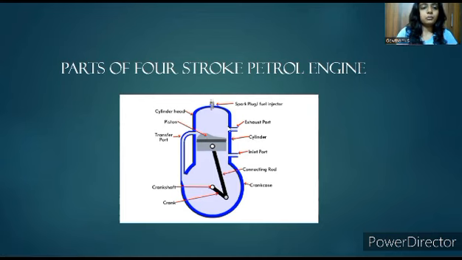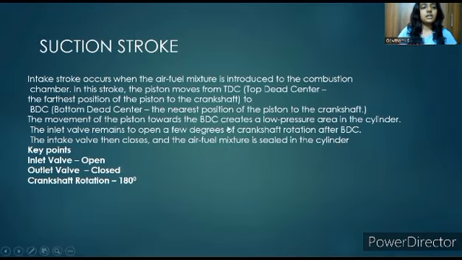Then we'll move on to the first part, that is the suction stroke. The intake stroke occurs when the air-fuel mixture is introduced into the combustion chamber. In this stroke, the piston moves from the TDC, that is top dead center, to the BDC, bottom dead center. The movement of the piston towards the BDC creates a lower pressure area in the cylinder. The inlet valve remains open for a few degrees of crankshaft rotation after BDC. Then the intake valve closes and the air-fuel mixture is sealed in the cylinder.